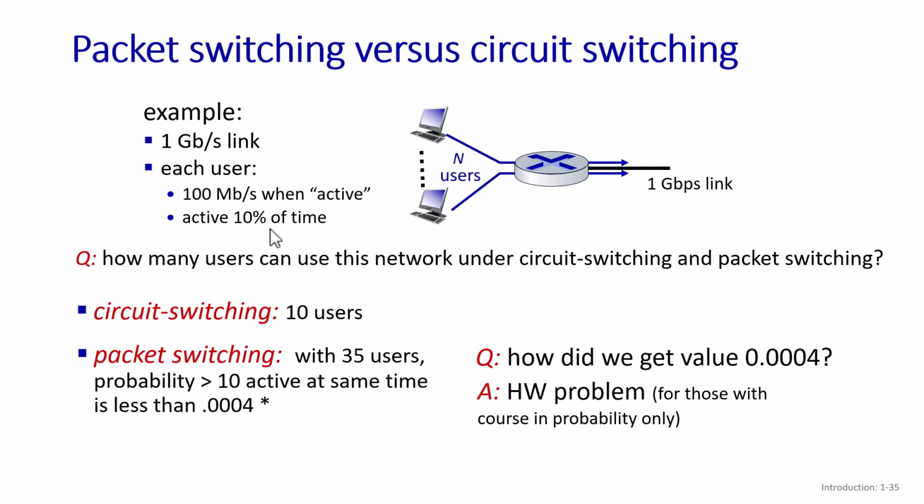So how did we get the value of 0.0004? Well, this is a homework exercise for those with a course in probability. Basically, you have to calculate the probability of one user active, and then you have to multiply it by the probability of not having other active users. So when you calculate it, you will see that the likelihood of having more than 10 users active at the same time is quite small. So basically, with packet switching, we can achieve much more utilization, assuming that the users are not active 100% of the time.